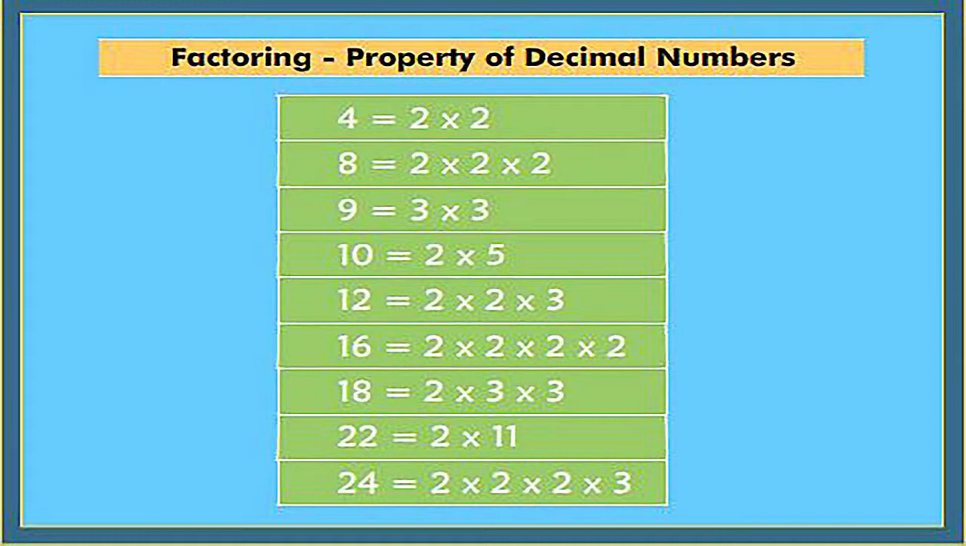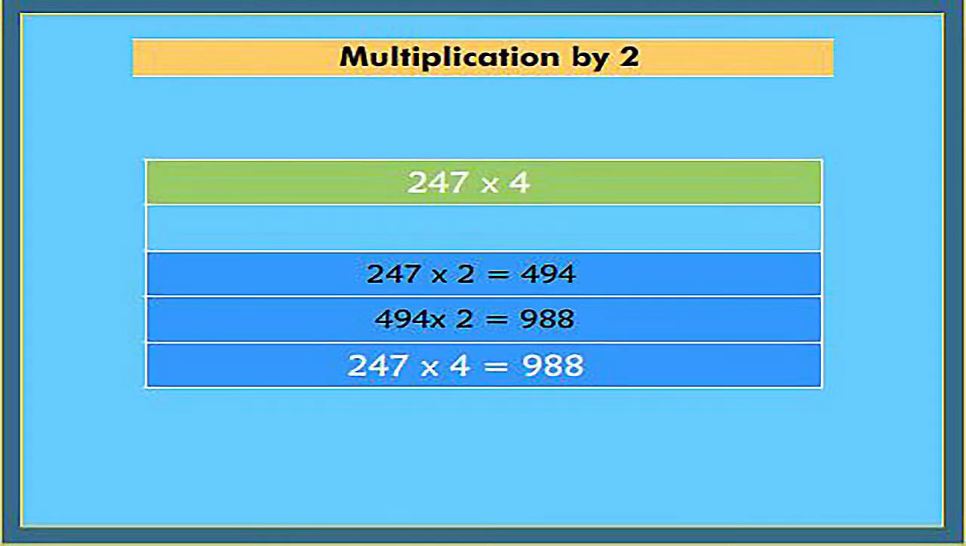When you multiply a number by 4, you can multiply it by 2 and repeat it again by 2. Multiplying a number by 2 means doubling it, and you can do it without paper and pencil most of the time. For example, 247 will be 494 when you double it. When you double 494, it will be 988. Therefore, 247 times 4 equals 988.